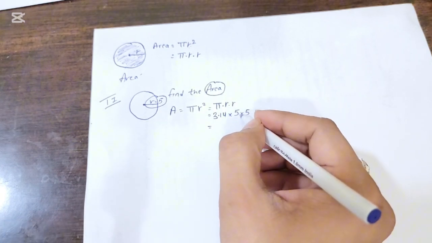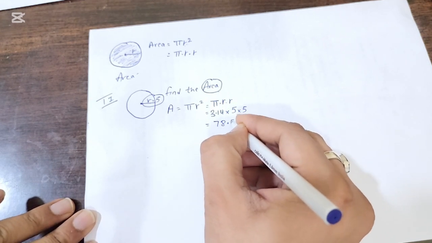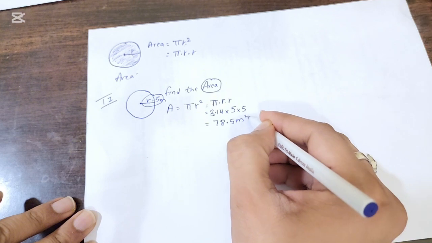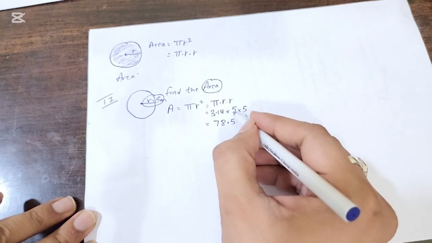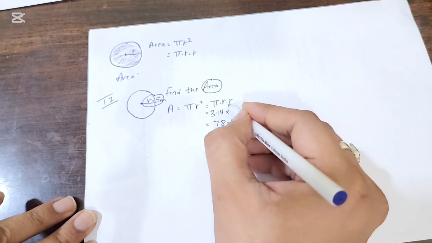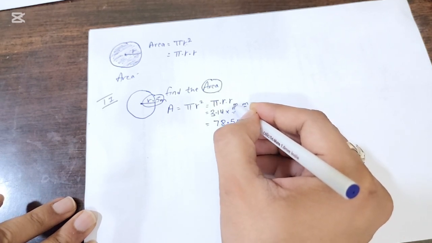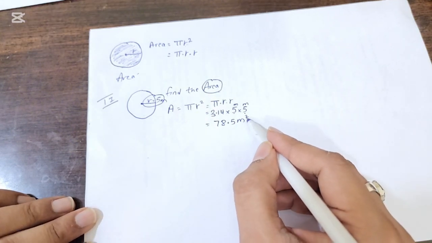So 5 times 5, 25. 25 times 3.14 will give you around 78.5. Let's say this was meter, so this will become meter square. Now see, this time I am putting a power 2 on meter. Why? Because the radius is coming 2 times, correct? This radius is also in meter, this radius is also in meter. So when I multiply the meter with meter, it becomes meter power 2. That's why in the unit we have to put power 2.